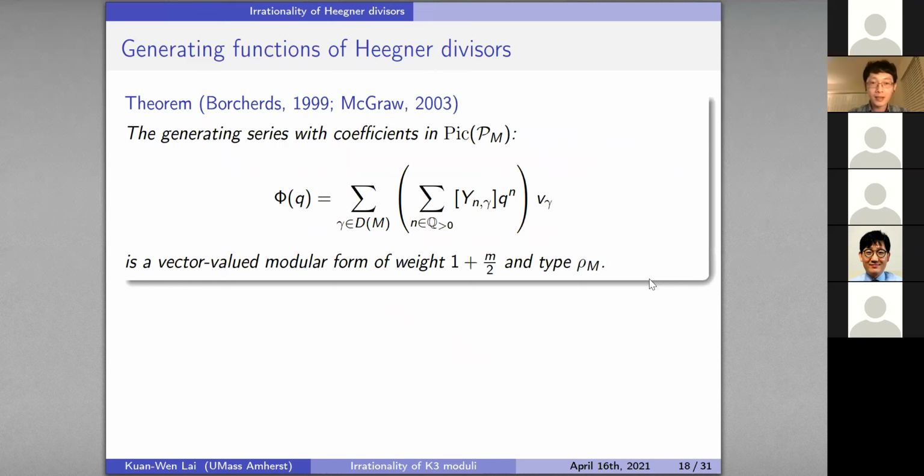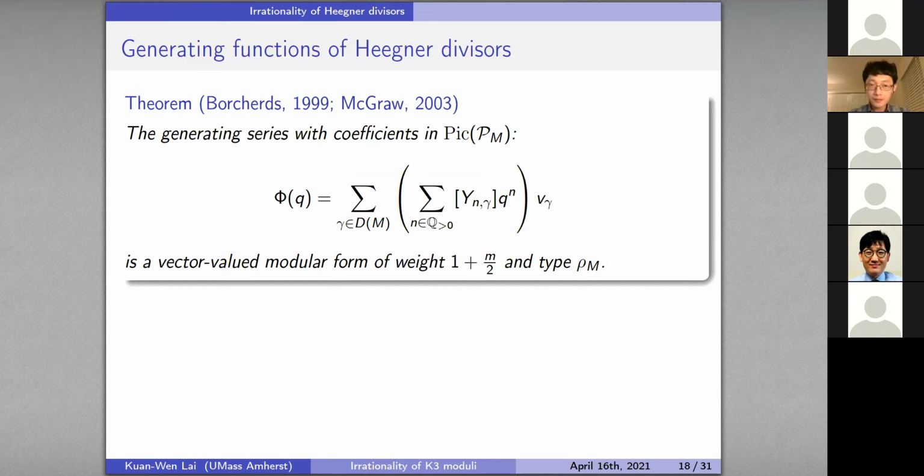And then we have this result due to Borcherds in 1999, and then by McGraw in 2003. Here we have a generating series with coefficients considered as elements in the Picard group of the period space.